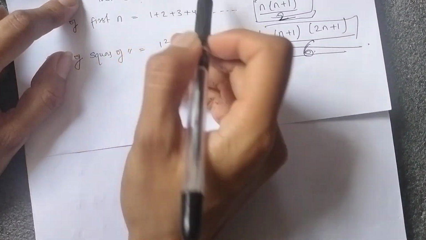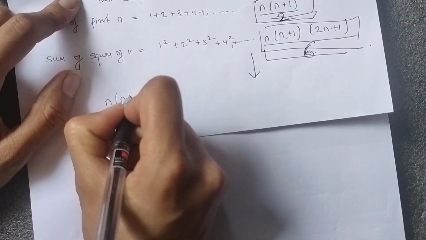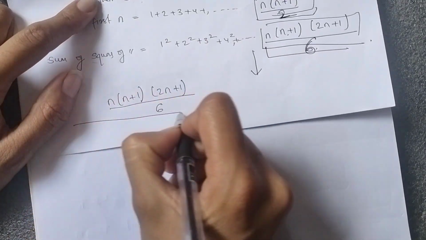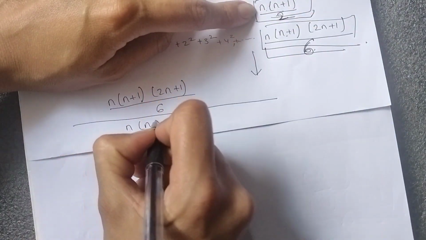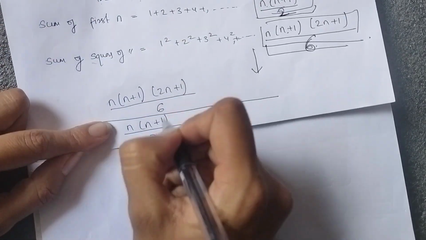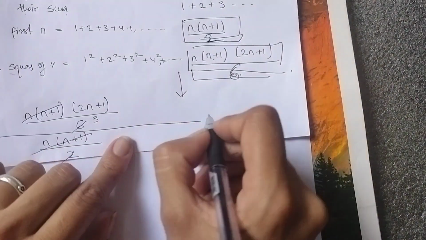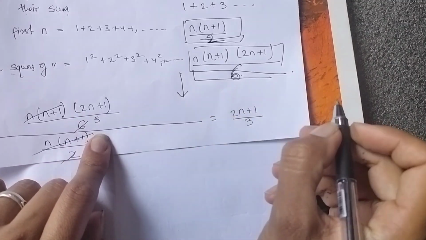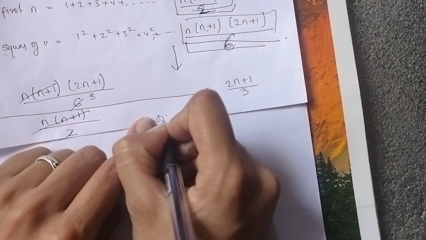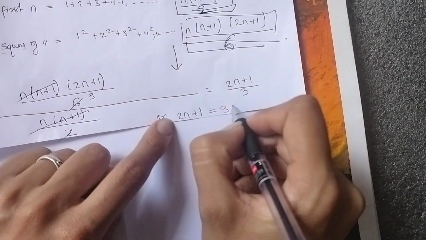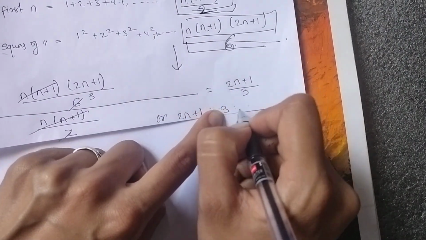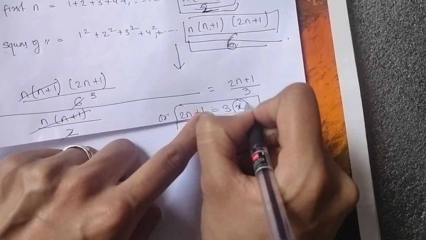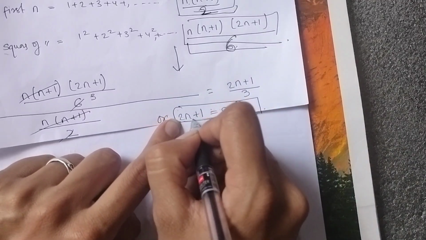the sum of their squares, that is n into n plus 1 into 2n plus 1 by 6, divided by their sum. The sum is n into n plus 1 upon 2. So this can be cancelled. So it's 2n plus 1 by 3, or 2n plus 1 is equal to 3x. And using this derived formula, we can replace the options in this x and check whether 2n plus 1 will be 3x or not.